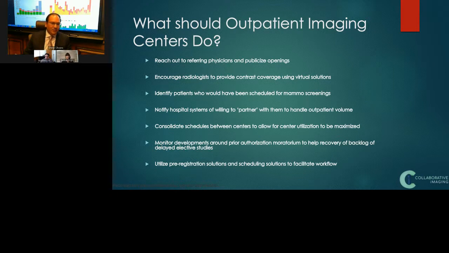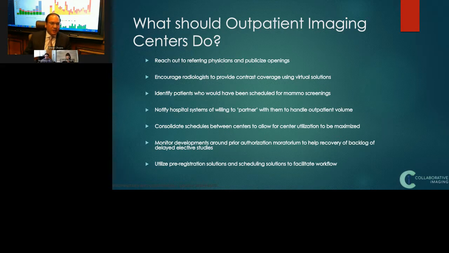Consolidate schedules between centers to allow center utilization to be maximized. Today you have centers which have 20, 30 centers strong in different parts of the city. Well, maybe you need to condense that. Maybe you say, let's not open up all 30 centers, let's just open up 15, and let's maximize our schedule so we don't have additional staffing or additional costs associated with operating different centers when patients can come an extra 2 miles to meet their care needs.